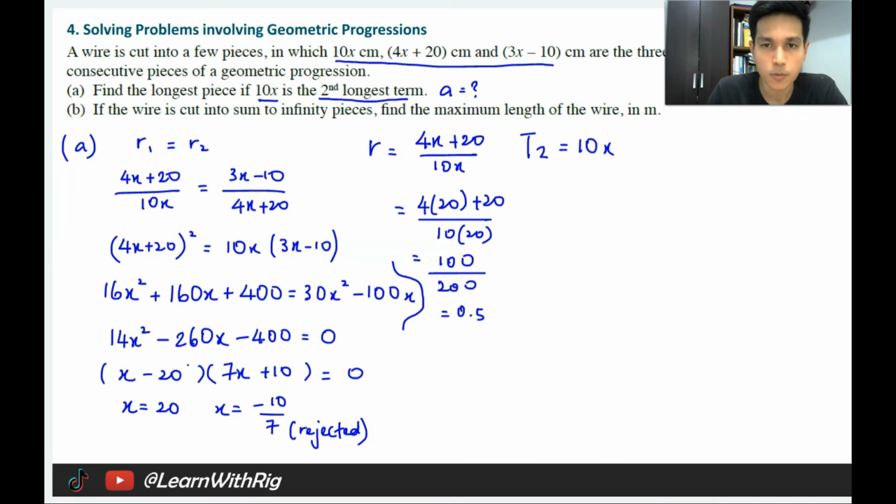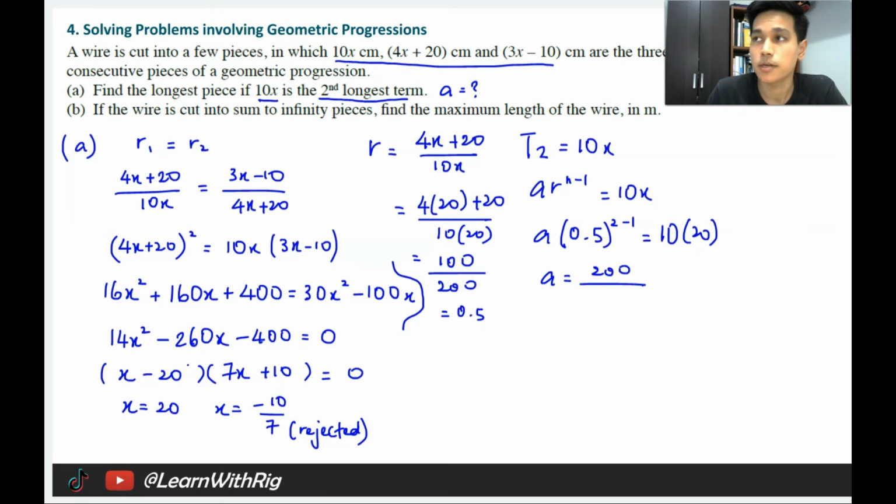So we're going to substitute. What's the Tn formula? A R power n minus 1 equals to 10x, correct? So A is what you're finding for. R is 0.5. N value is 2 minus 1 equals to 10. So what is x again? X is 20. Okay, so you want to find A value. So A value equals to 200 divided by 2 minus 1 is 1, 0.5. So just divide by 0.5. Answer is 400 cm. So this is your A, the value of A.